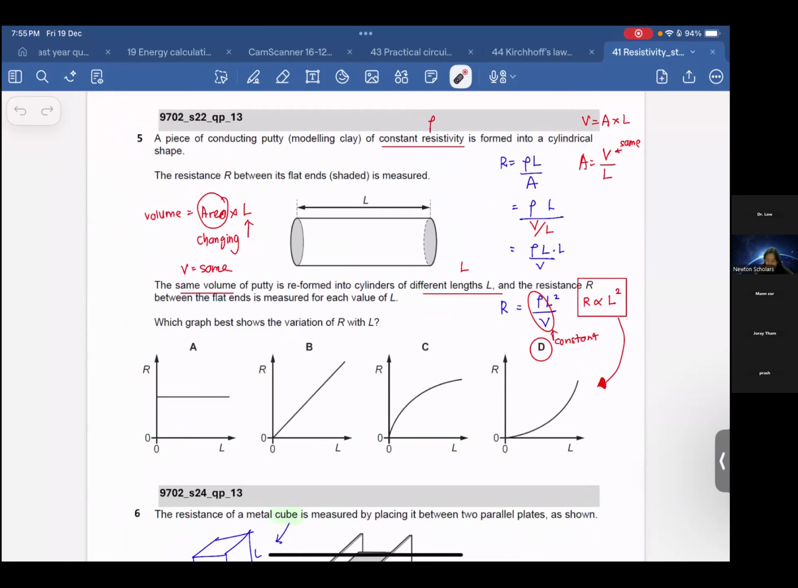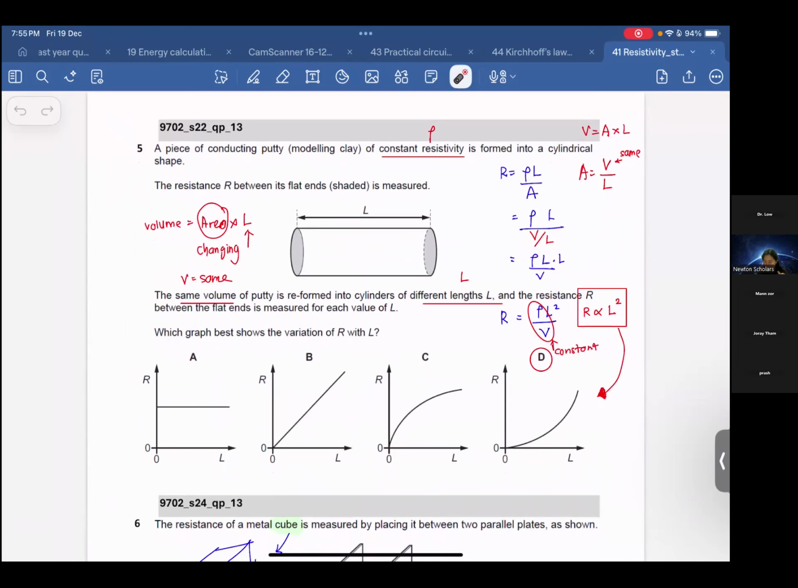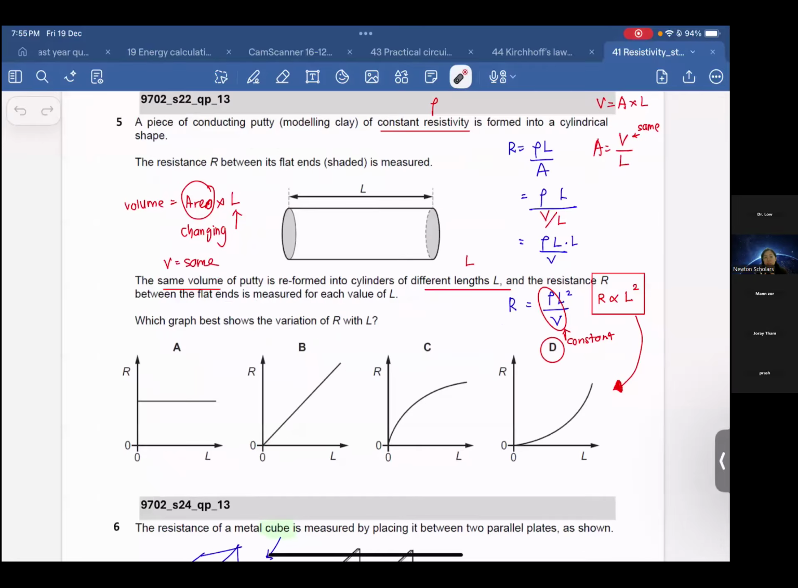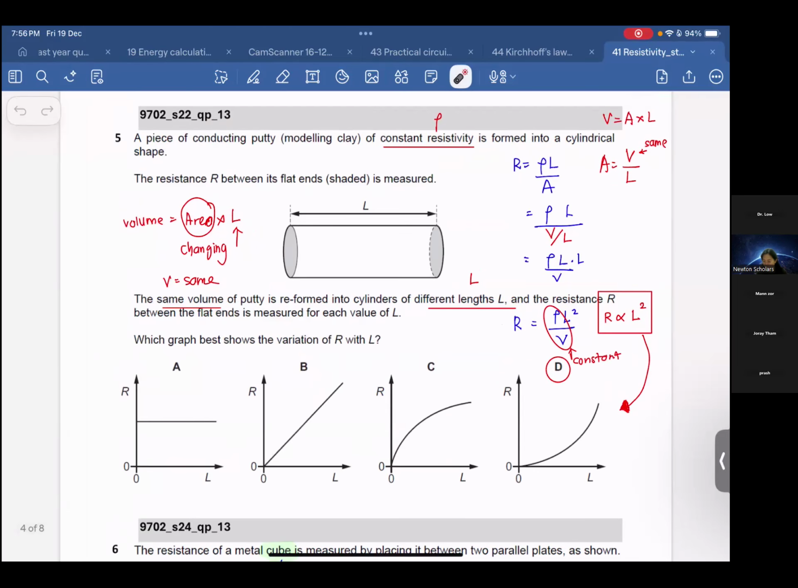This is lesson 41, page number 4. They're asking you to find the graph that can represent R with L. We have L that changes, other variables have to be fixed, and then relate to R. So at the end, for question number 5, our answer is D, because R is directly proportional to L squared.